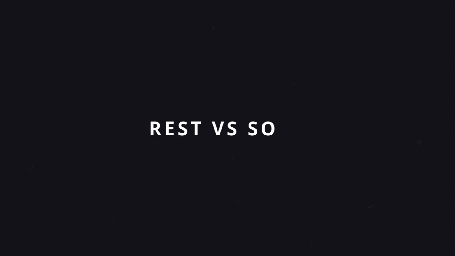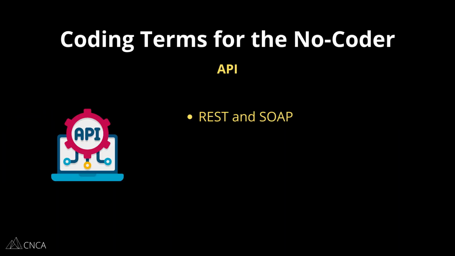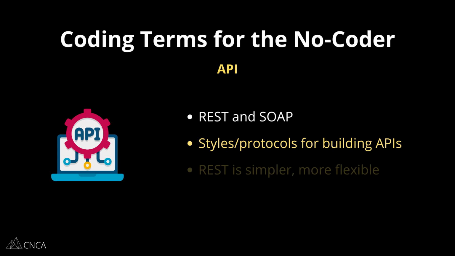The next two API-related terms are REST and SOAP, and these are two different styles for designing APIs. Now, more often than not, you're going to be working within the REST style, but occasionally, especially if you're working with transactions, you may see the SOAP style appear. Now, the difference between these two, in short, is that REST is simpler and more flexible. It's great for web applications. It uses the JSON structure for data formats.